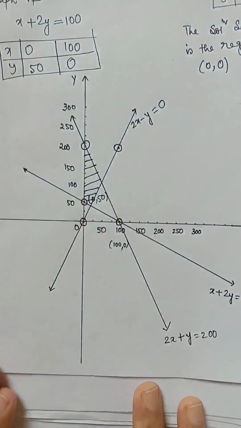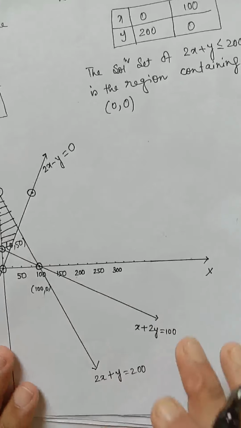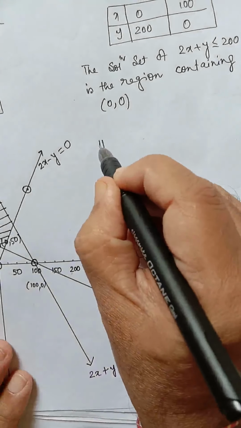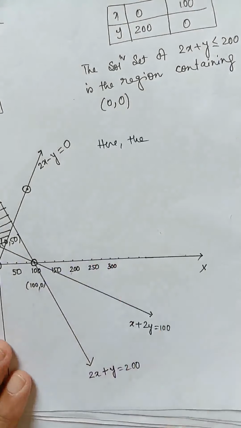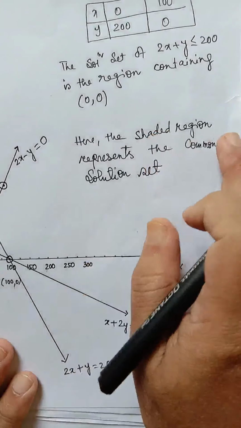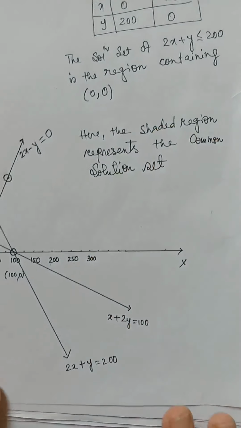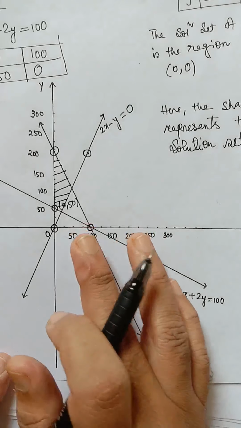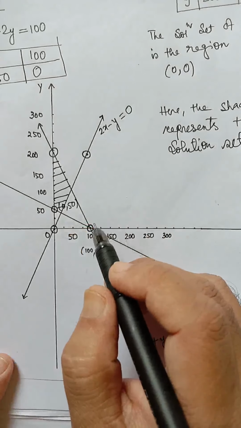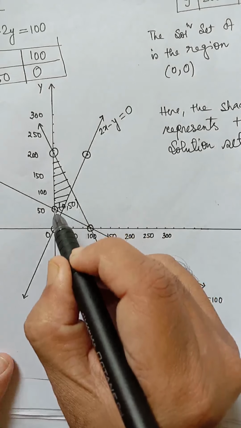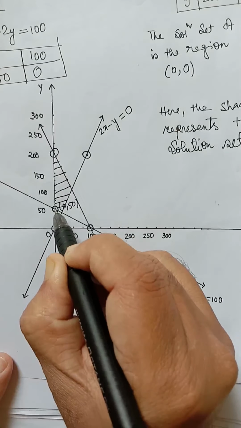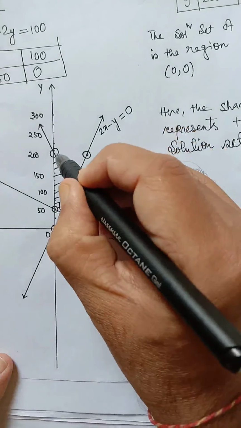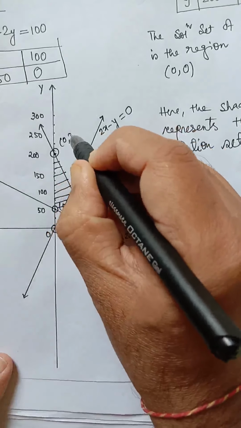Okay, so we have to write here the shaded region. Shaded region represents the common solution set. So this is the common solution set. Now we have to find the corner points. We know the coordinates of this point, which is (0, 50). We know the coordinates of this point, which is (0, 200).